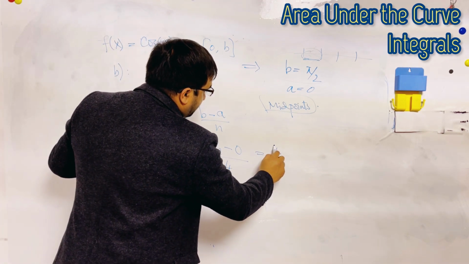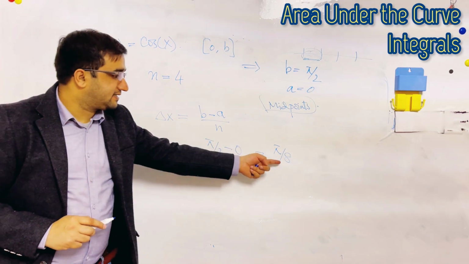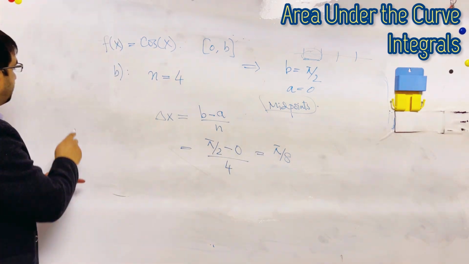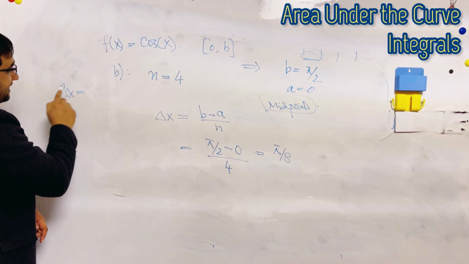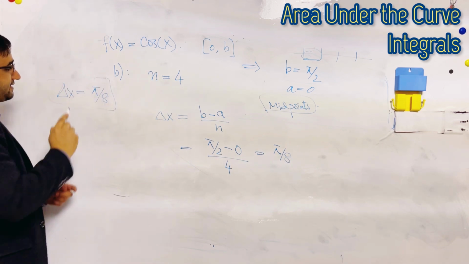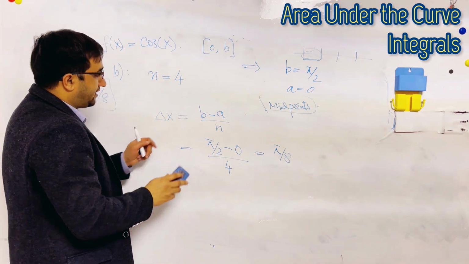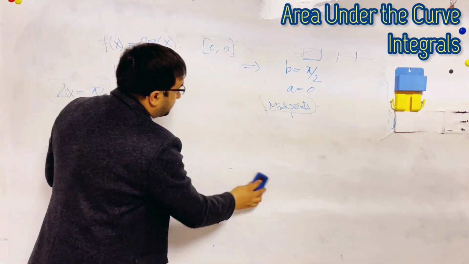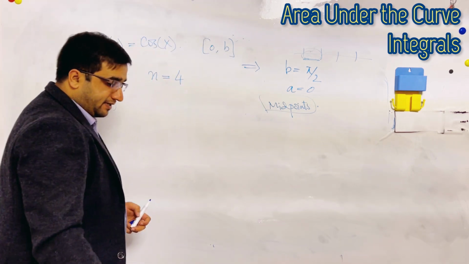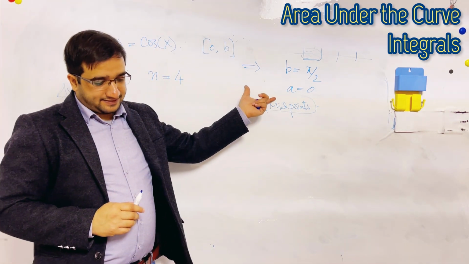So the slice will have the width delta x equals pi by 8. Keep this here. The size of delta x is pi by 8, which means I have to make slices of this width. That is the value of delta x. I got it from the formula which I told you. Now, from this width, I can make the slices.